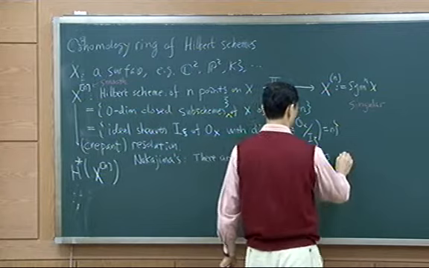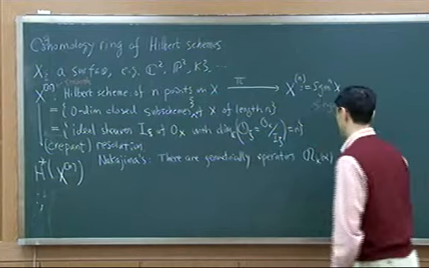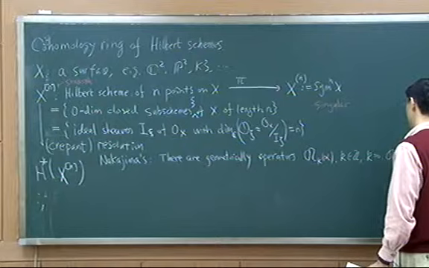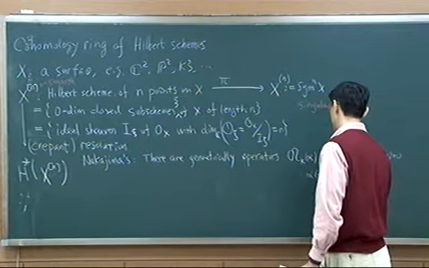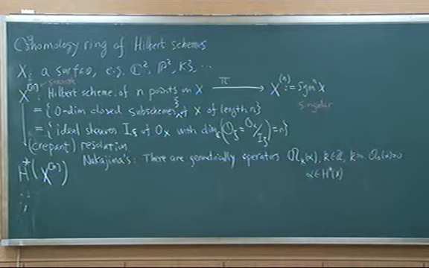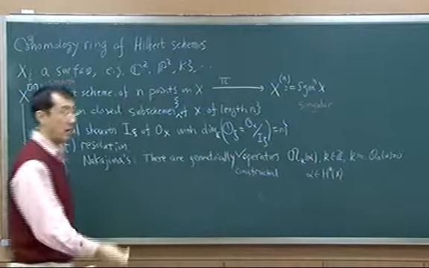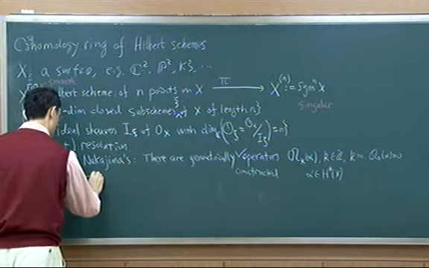But we just need to know there are some operators, which I'm going to denote a_k(alpha). Here, k can be an integer, positive or negative. k equals 0 corresponds to the 0 operator, so 0 basically does not play any role. This alpha is a cohomology class on X. These geometrically constructed operators satisfy a commutation relation, which is a Heisenberg commutation relation. So let me write down this relation.